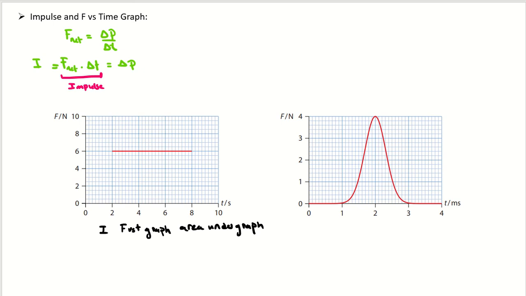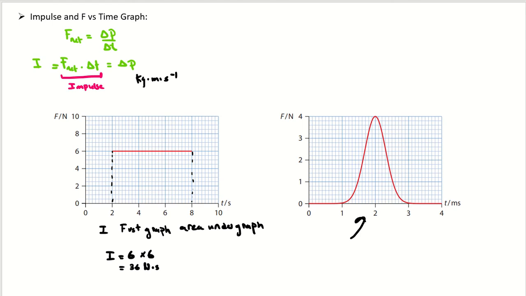So for example, if you look at this very first graph, if you are asked to find the impulse in this case, simply it's the area of this rectangle. So it's the length times the width. So in this case, it's equal to 6 Newton times 8 minus 2, which is 6. Okay, so the answer is going to be 36. And the unit for the impulse is Newton times second. But also the unit of impulse can be written as the unit of the change in momentum, which is kilogram meter second minus 1.